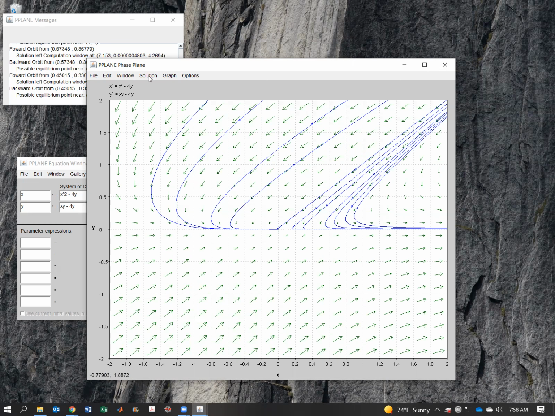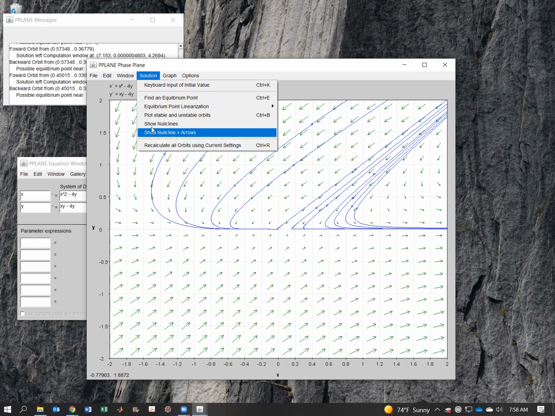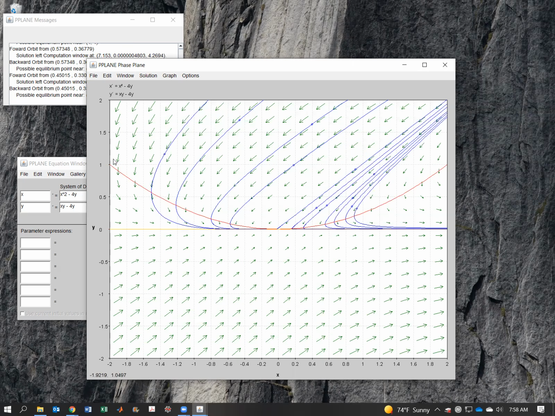Just so you can kind of see what's going on, let me also show you the nullclines. Okay, so one of the nullclines is this parabola. And everywhere along this parabola, you see that the vectors are vertically oriented and headed downward. And the yellow nullcline is here, and they intersect at 0, 0, making 0, 0 an equilibrium point.